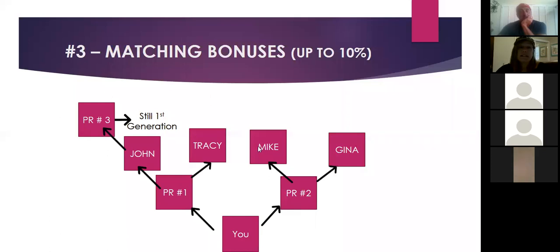So back to this example. If you sponsored your personal recruit here on your left side, and on your right side, you sponsor your 2nd person, and on your 3rd level, you sponsor your 3rd person. 1, 2, 3, these people are all your 1st generation.